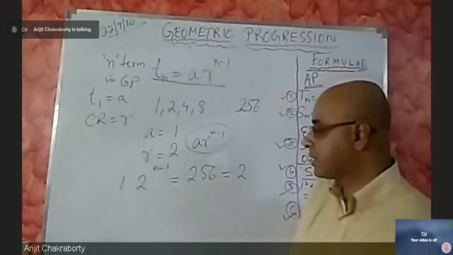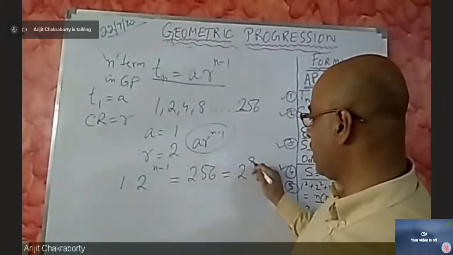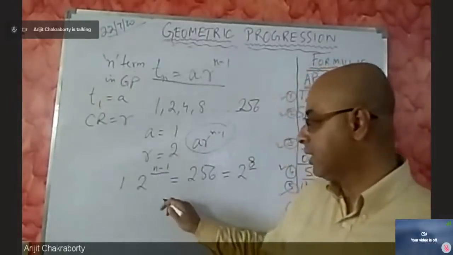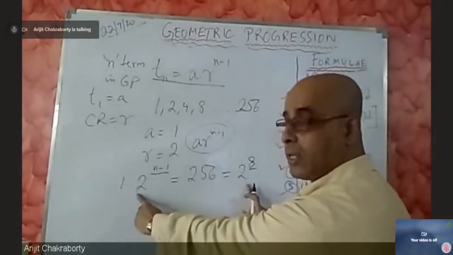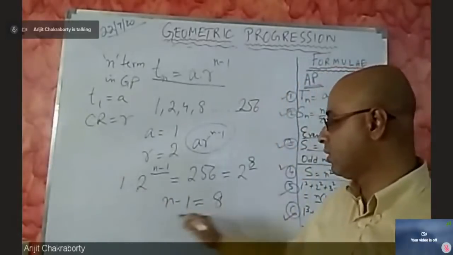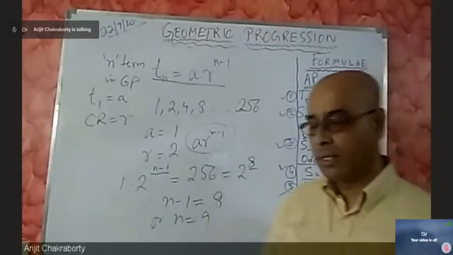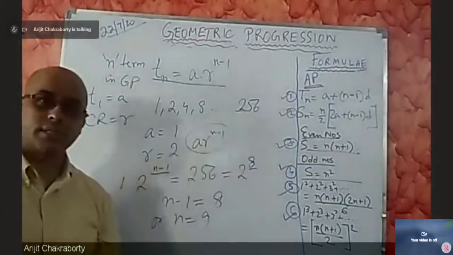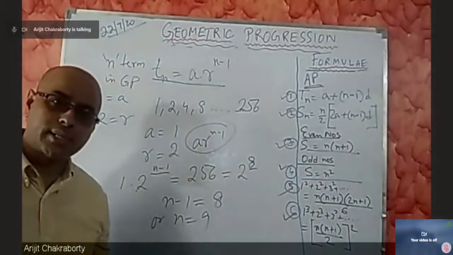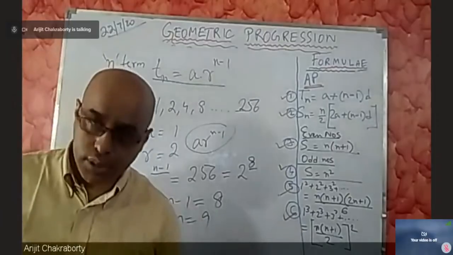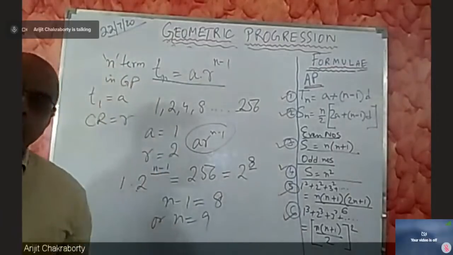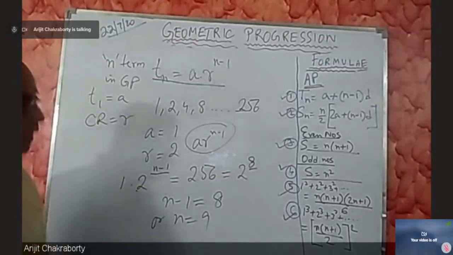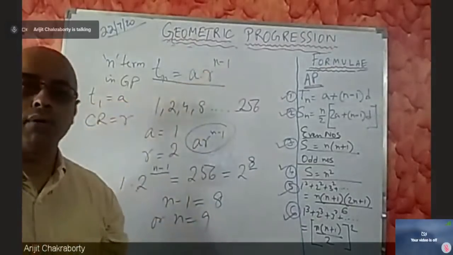So you will see that 256 is 2 to the power 8. That means 2 to the power n minus 1 is equal to 2 to the power 8. Since the base is the same, we have n minus 1 equal to 8, or n is equal to 9. So the ninth term in this GP will be 256. These types of problems often come in the exam, and this is one of the easiest, since we have just started GP. I am first taking the easier examples. So here n is 9, and we are using the formula A R to the power n minus 1.